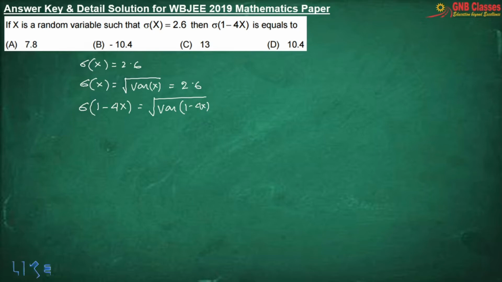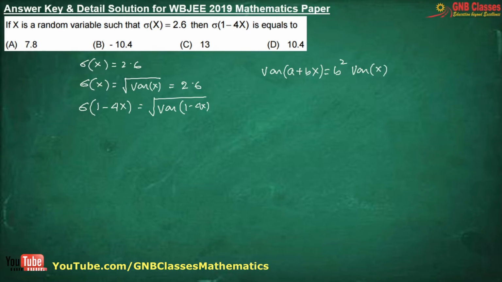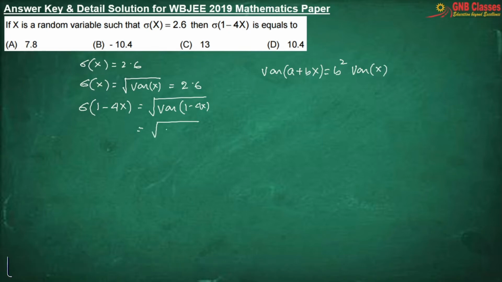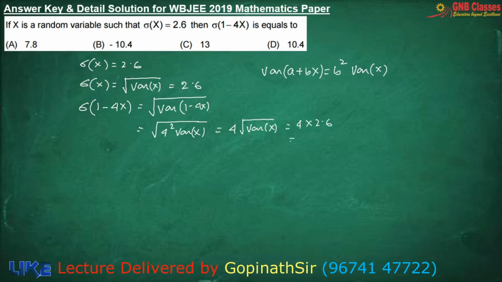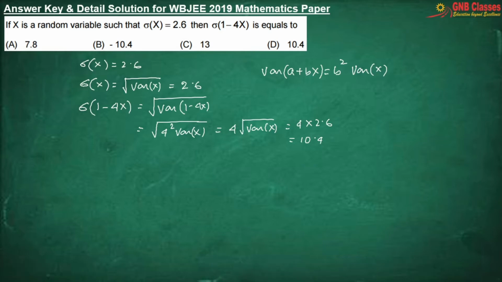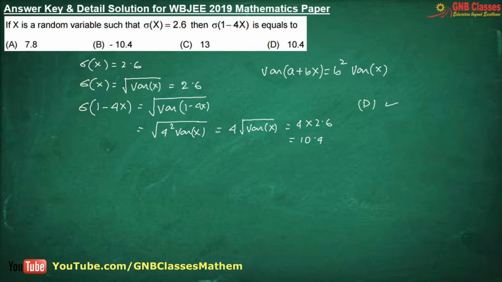Is it clear? Now we should know one thing, that variance of a plus bx is always equal to b square variance of x. Is it clear? Therefore, this is nothing but under root 4 square variance of x. So that gives us 4 into under root variance of x, which is nothing but 4 into 2.6, that gives you 10.4. Is it clear? It's a very, very simple sum. So, in this case, our option D is correct. Is it clear to all of you? Okay, let us move to the next problem.